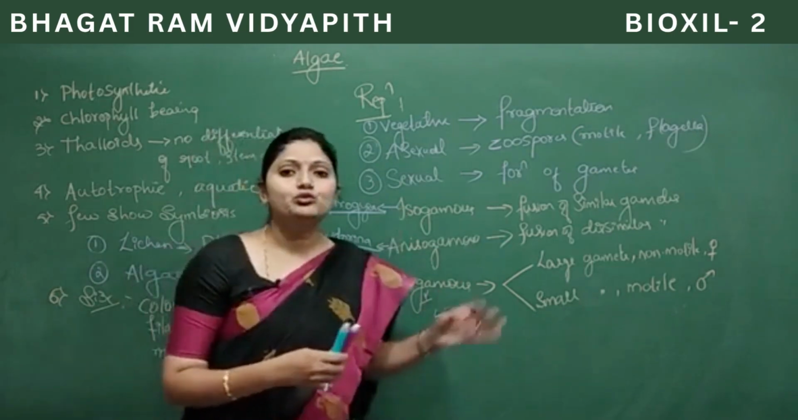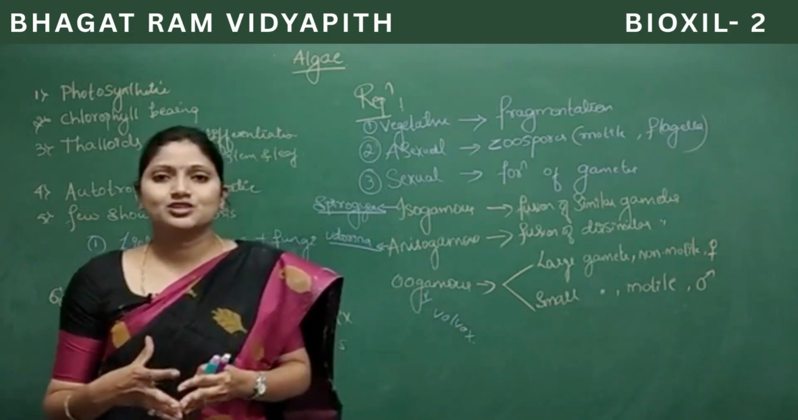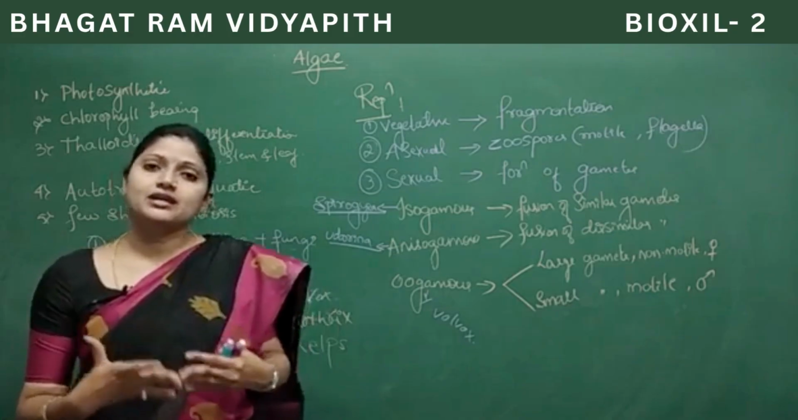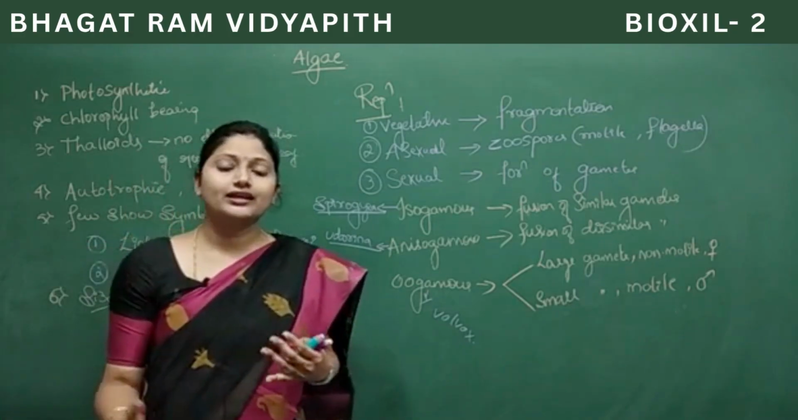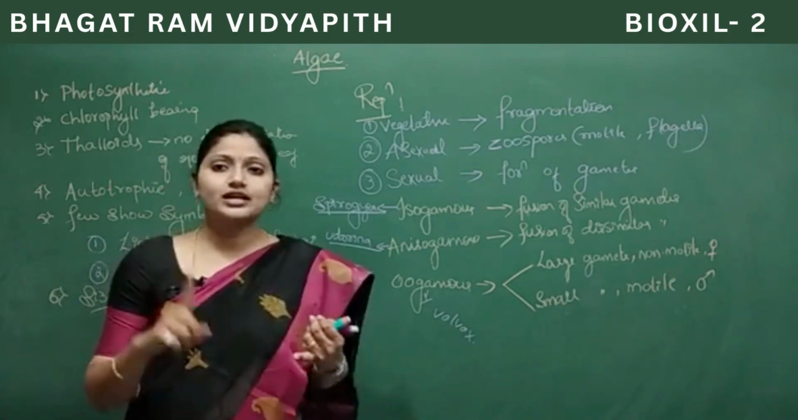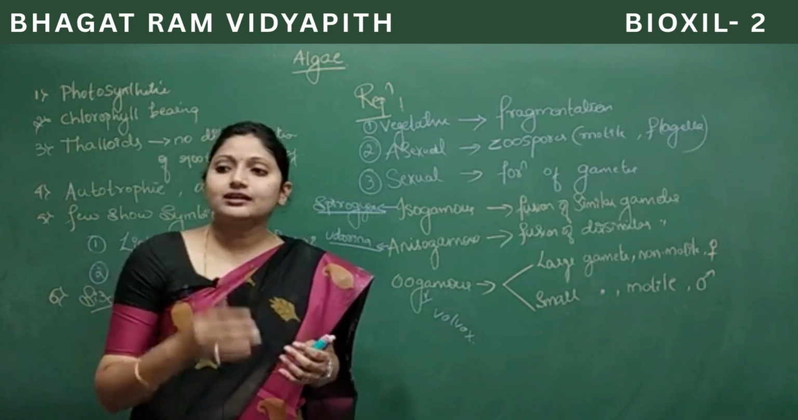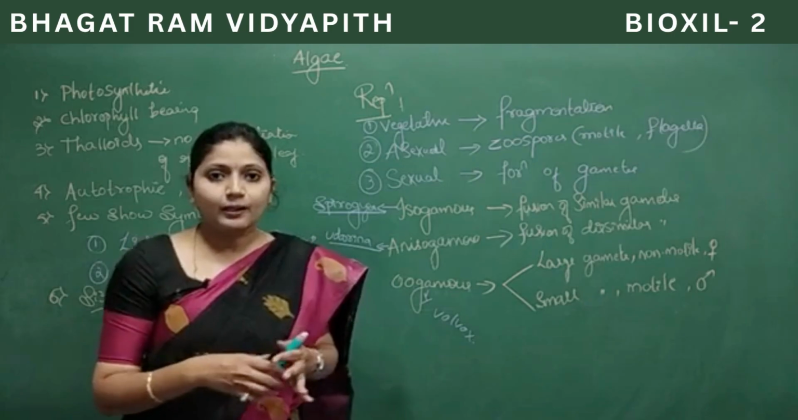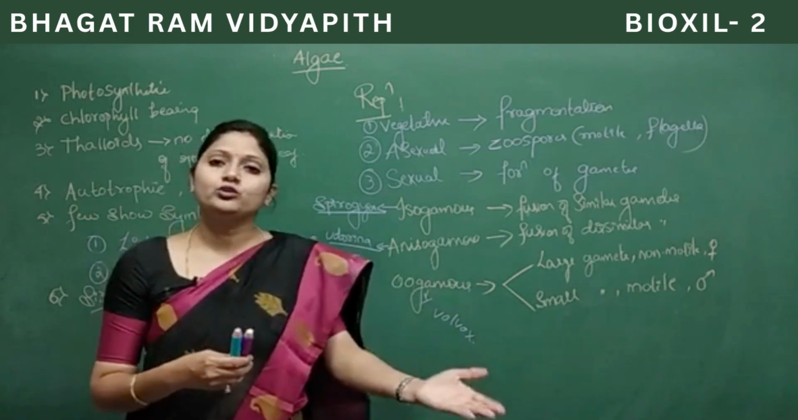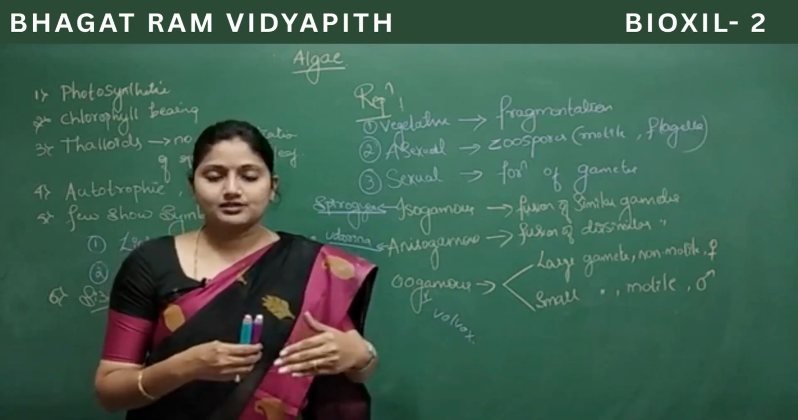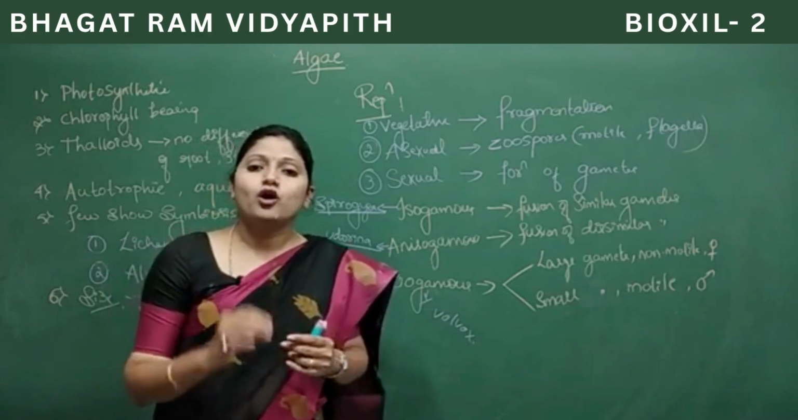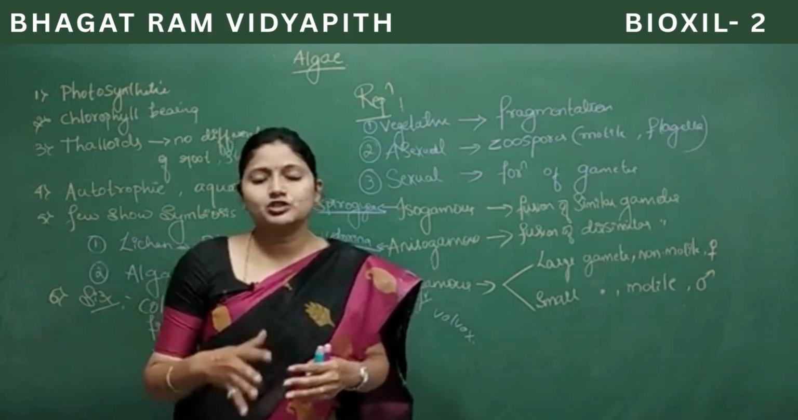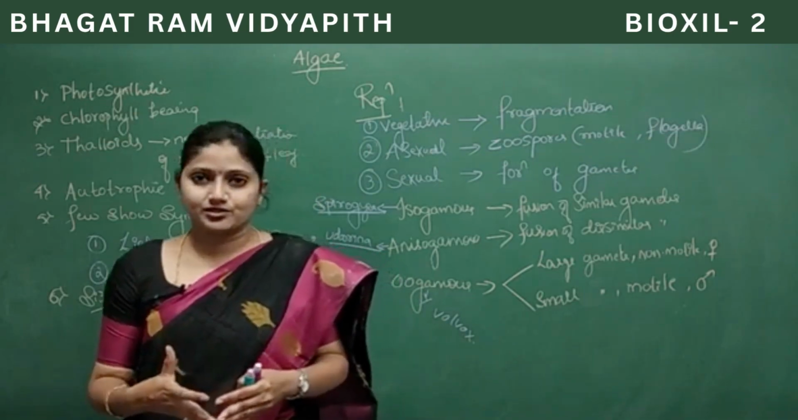These are a few very general characteristics of the algae. The detailed characteristics we will study in the different classes of algae, that is Chlorophyceae, Phaeophyceae and Rhodophyceae. These are the classes of algae which we will be studying in detail. But before going to the detailed study of the classes, we will first see the very general or commercial uses of the algae.